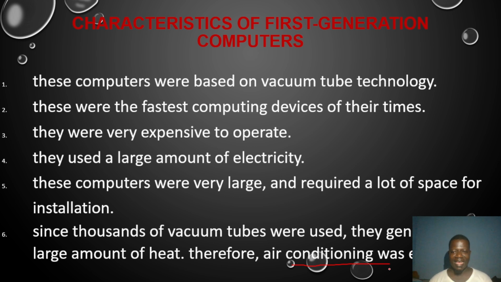And then lastly, since thousands of vacuum tubes were used, they generated a large amount of heat. So essentially, once you have one computer using the vacuum tube technology, you must have accompanying air conditioning. So in a nutshell, today we have looked at what generations of computers are, the years during which these generations were invented, the technology that was used in the first generation of computers, and finally the characteristics of the first generation of computers.